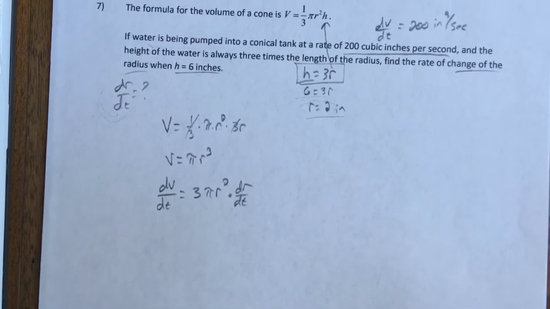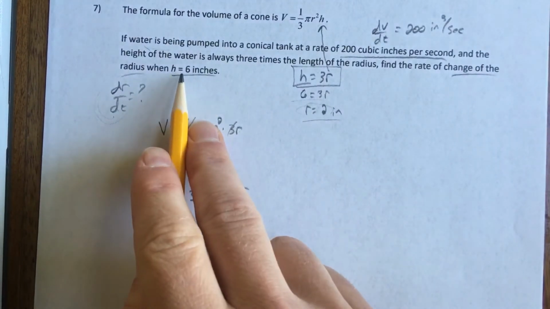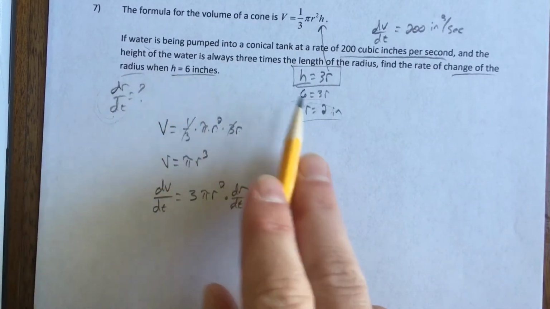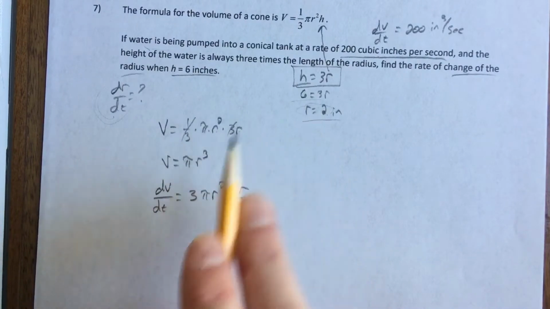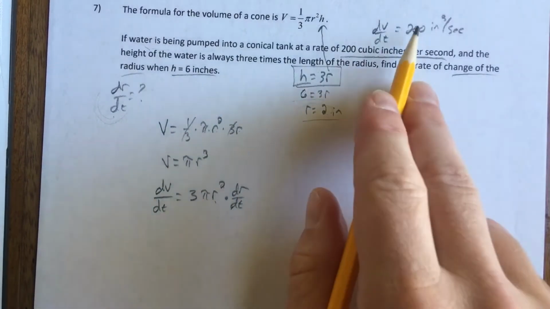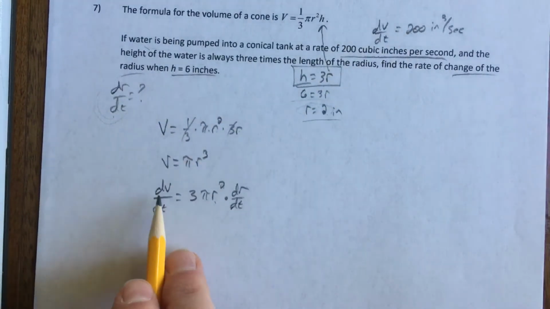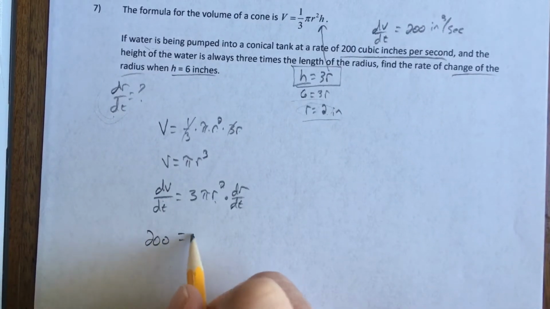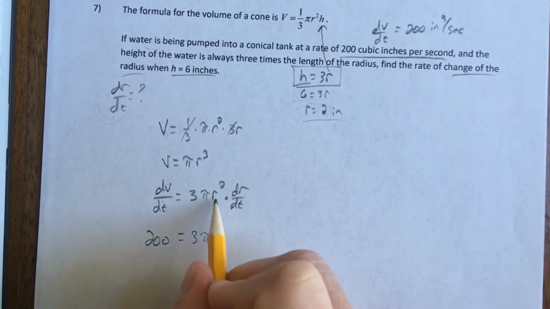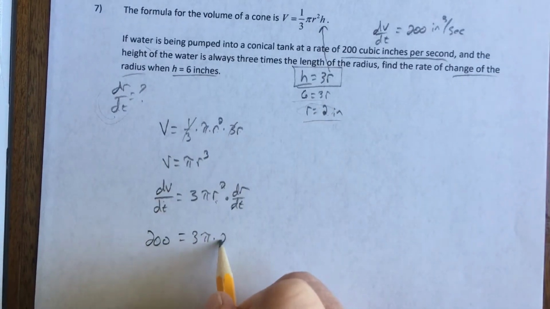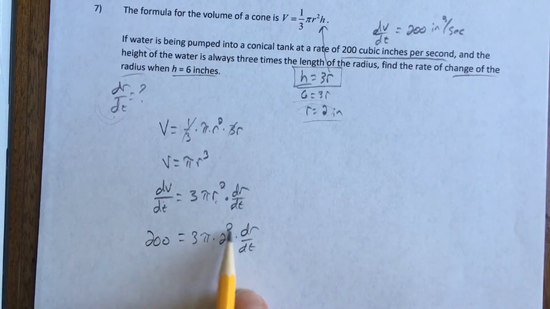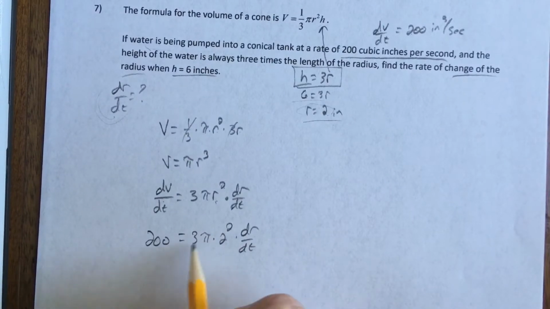All right, so now we want to know how the rate of the radius is changing when the height is 6. When the height is 6, the radius is 2. So we're going to put 2 in there. And we know the volume is changing at a rate of 200. So I'm putting 200 in for the change in volume. 3 pi times radius, which we said is 2, squared, times dr/dt. So if I do this, this is 4. 4 times 3 is 12. This becomes 12 pi here.